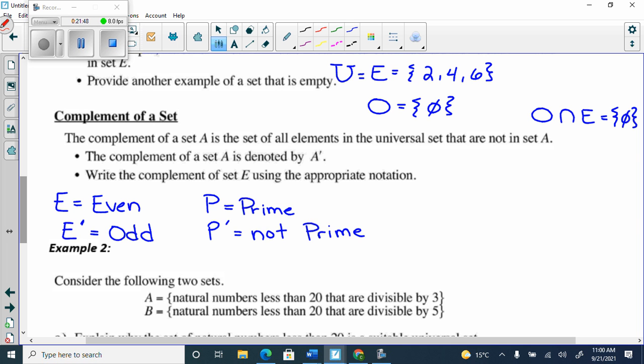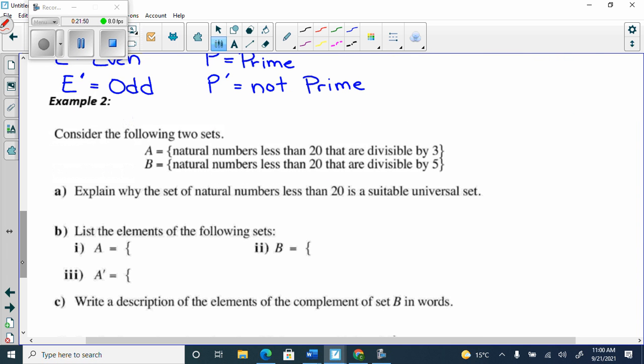All right, let's look down here. We have, consider the following two sets. Natural numbers less than 20. Natural numbers start at what? 1. Less than 20, we're going to stop at what? 19, that are divisible by 3. And then natural numbers less than 20 that are divisible by 5.